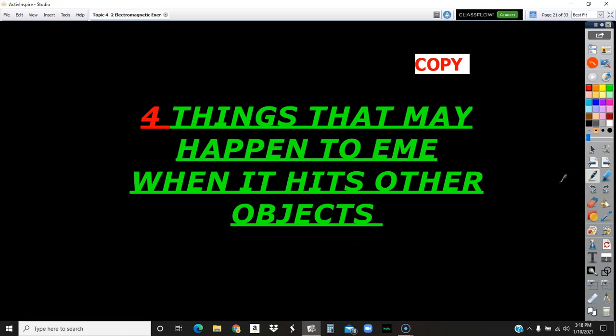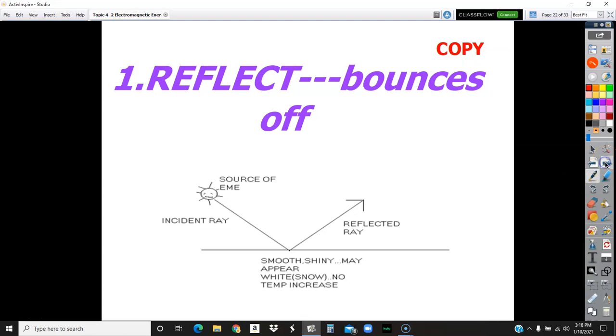All right, real quick, 4 things that can happen to energy when it hits another object. As sunlight comes into our atmosphere and then reaches the surface, and these are pretty easy, there are 4 things that can happen to it. It can reflect. That's easy. Reflect means to bounce off. There's 2 rays of light. I wouldn't worry. They usually don't ask this on the Regents, but just kind of an FYI.